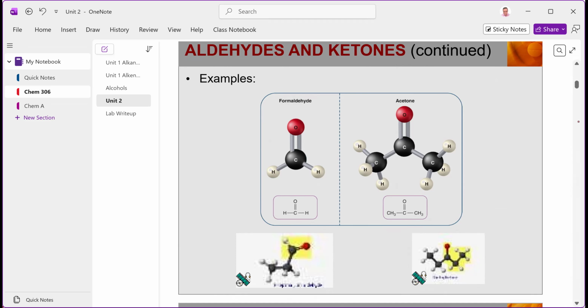Acetone is another one. Acetone is the simplest ketone. It's in between the 3 carbons with the carbonyl group, so it's a ketone. Also, not good for you. Nail polish remover is half acetone and half methyl acetate. Not good stuff.